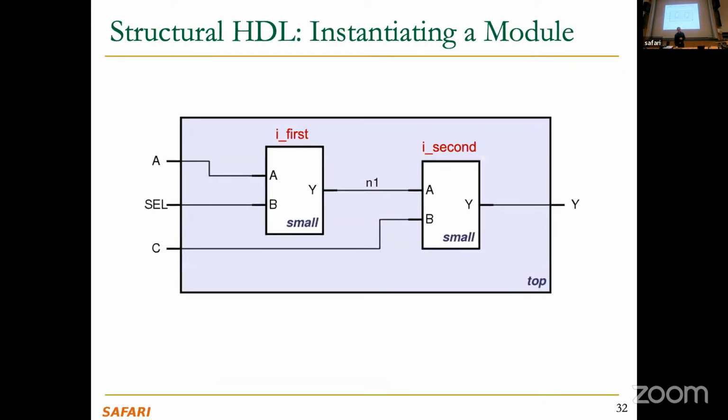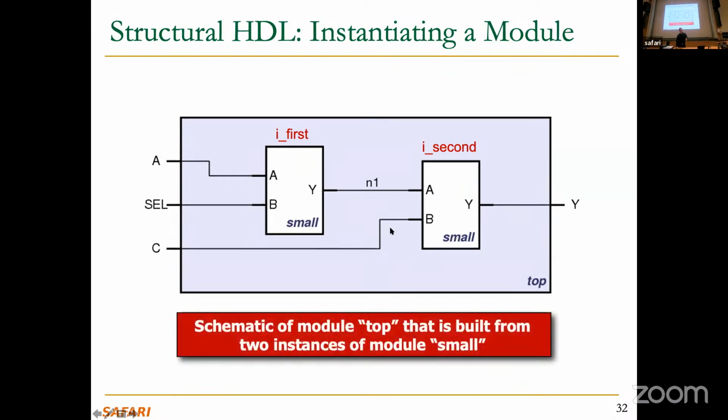Let's see the structural gate level hardware description language. So this is going to look like gate level, as you can see. We're down at the wire level. So this is our top-level module. Top-level module consists of two sub-modules called small. And you can see that the top-level module has three inputs, A, B, and C, and then one output, Y. And then you can see that there are two identical small modules, first and second, connected to each other, and you specify the wires. Yeah, I already said this.